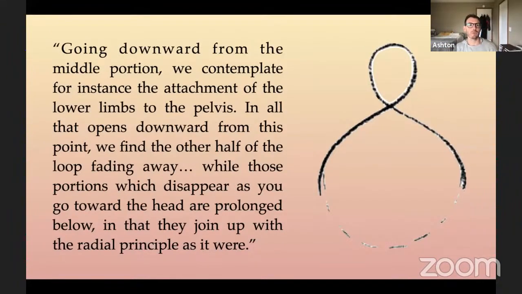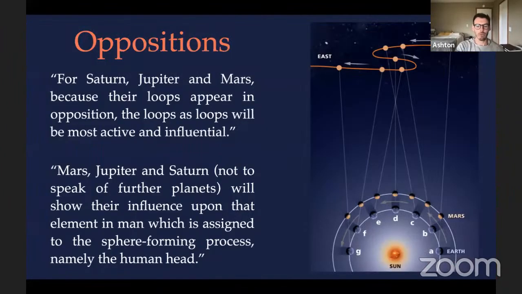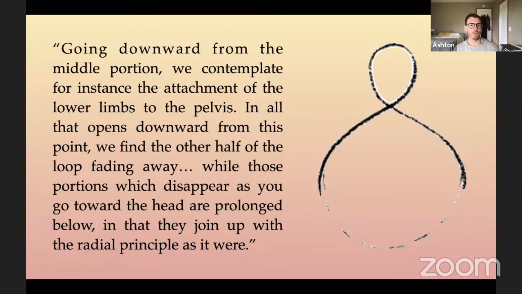from the middle portion, we contemplate, for instance, the attachment of the lower limbs to the pelvis. In all that opens downward from this point, we find the other half of the loop fading away, while those portions which disappear as you go toward the head are prolonged, in that they join up with the radial principle, as it were. And so this will become relevant, especially once we start looking at the connections that he draws with the movements of the planets in the Ptolemaic solar system.